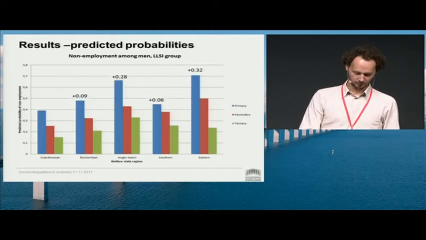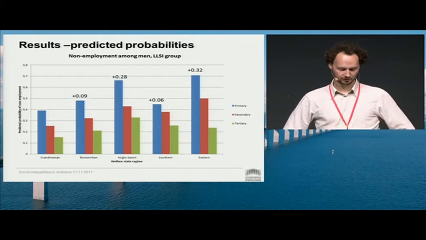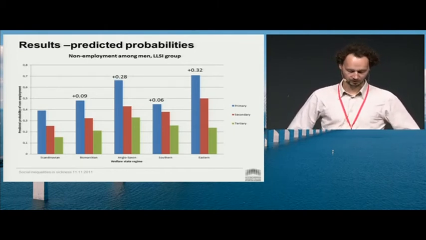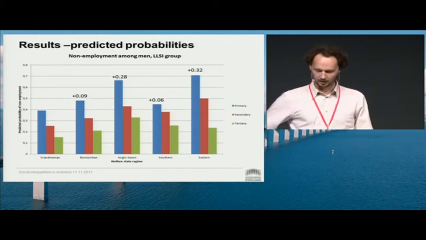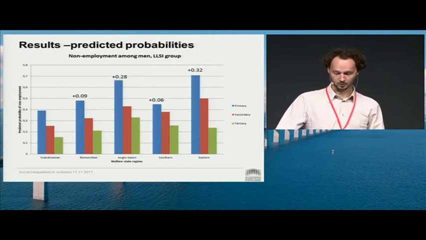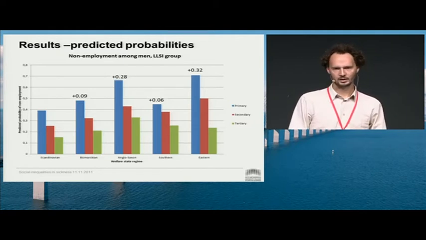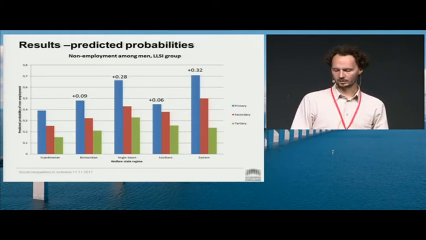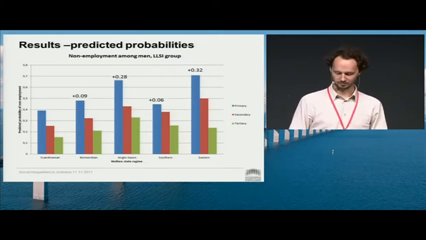So here's a graph for you, and it shows the predicted probabilities of non-employment among men with limiting long-standing illness within different welfare regimes. And the blue bars represent those with primary education. And as you can see from the graph, the sickness level among primary education group is lowest in the Scandinavian regime to the left, and it's higher in the Anglo-Saxon regime in the middle. And also you can see there are different levels of sickness between educational groups in each regime.